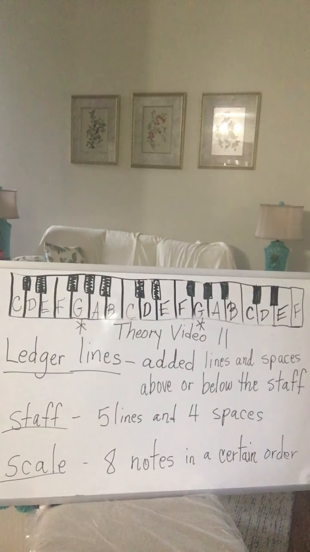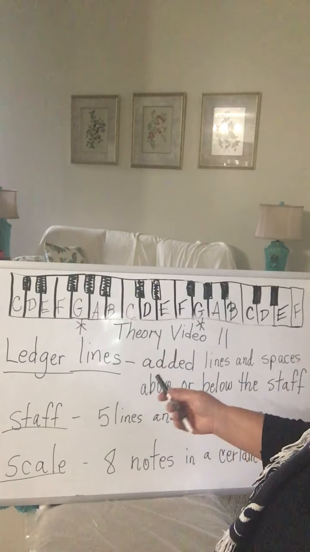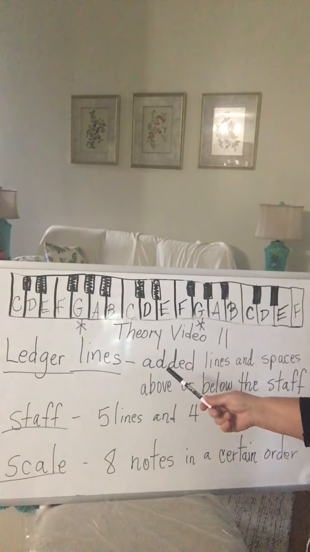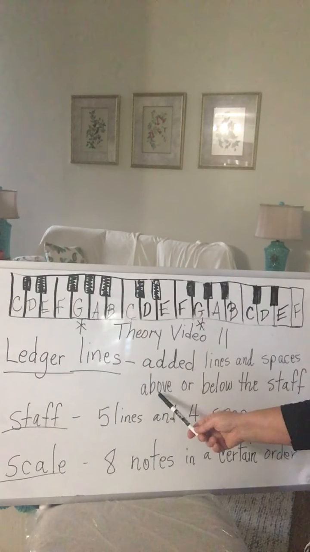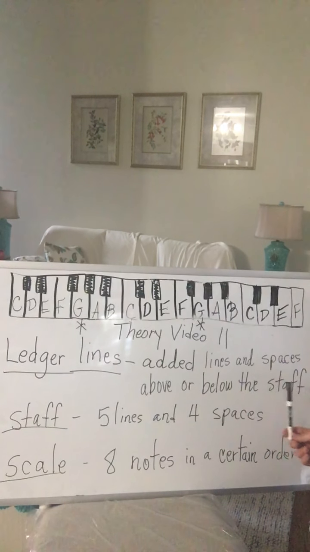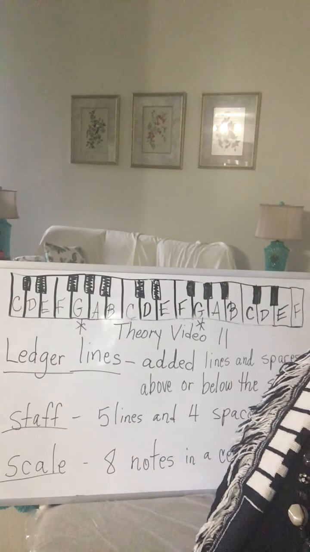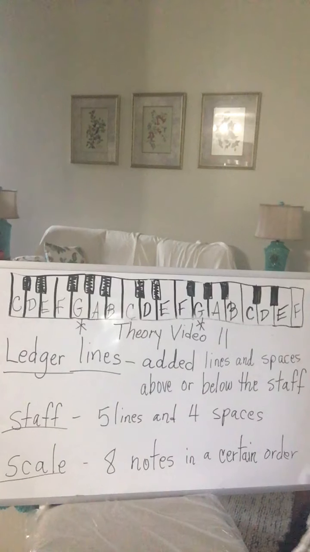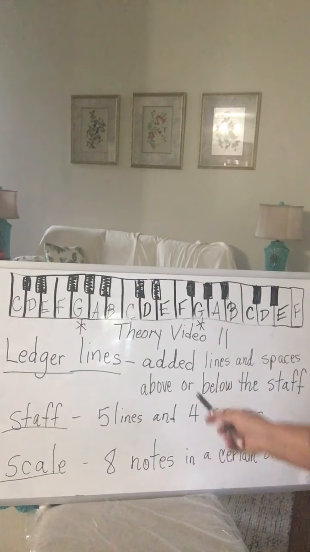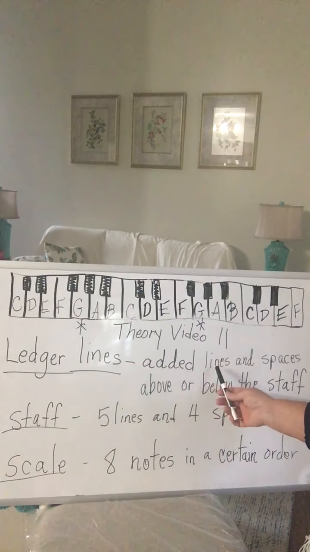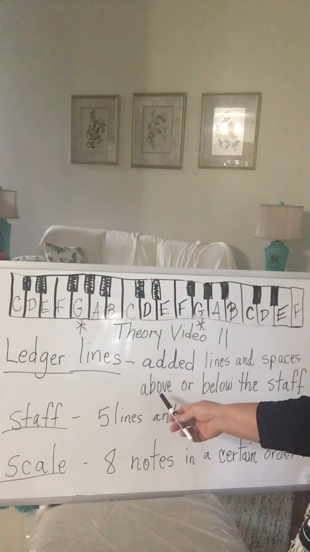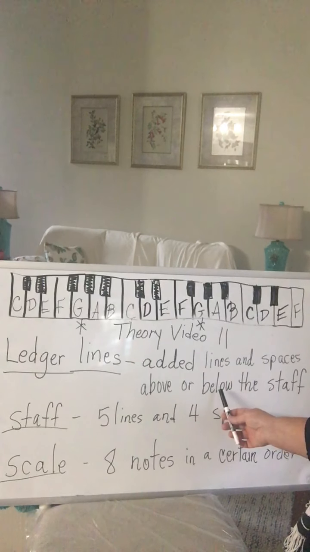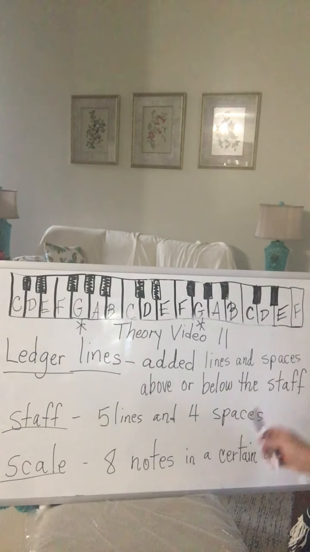Okay, and we've all studied ledger lines, and we know that the definition is when we have added lines and spaces above or below the normal staff. So when we draw those little lines and space notes in, those are called ledger lines. Added lines and spaces above or below the staff.